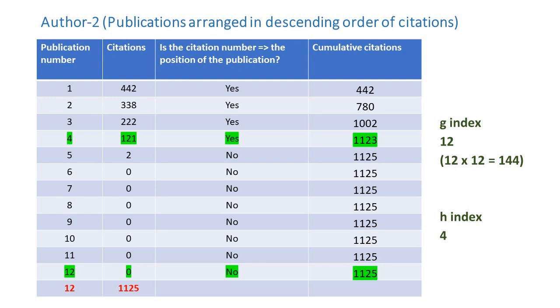So 12 squared, how much it becomes? 12 into 12, 144, and 1125 is greater than 144. Hence this author's G index is 12, whereas his H index is only 4. See, now this is how G index compensates for H index, because this author has been cited a very huge number of times, and hence those citation numbers, they contribute to the calculation of G index.